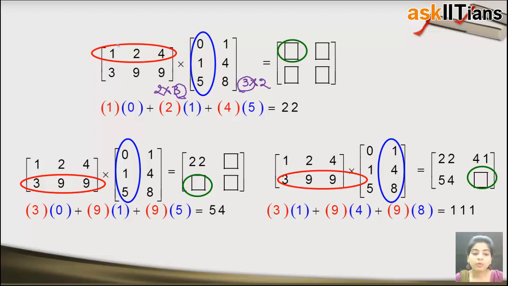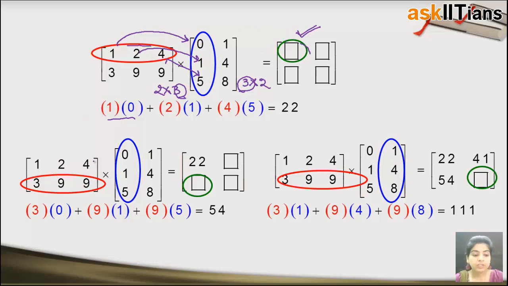Okay, so how do we proceed when we multiply two matrices? Multiply this element with this, 1 into 0, add this element into this and add this element to this, 1 into 0 plus 2 into 1 plus 4 into 5 will give you this element, right? So what are we exactly doing? We are multiplying the elements of the first row with the corresponding elements of the first column, which will give me the first entry of the resultant matrix.